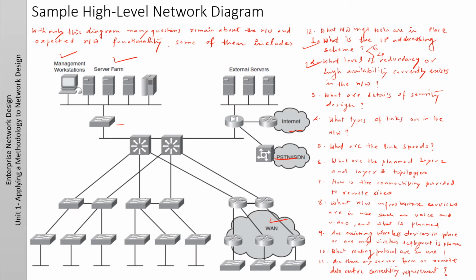What type of links are in the network? What are the link speeds? What are the planned layer 2 and layer 3 topologies? How is connectivity provided to remote sites? What network infrastructure services are in use, such as voice and video, and what is planned? Are existing wireless devices in place, or is any wireless deployment planned? What routing protocols are in use, and are there any server farm or remote data center connectivity requirements?